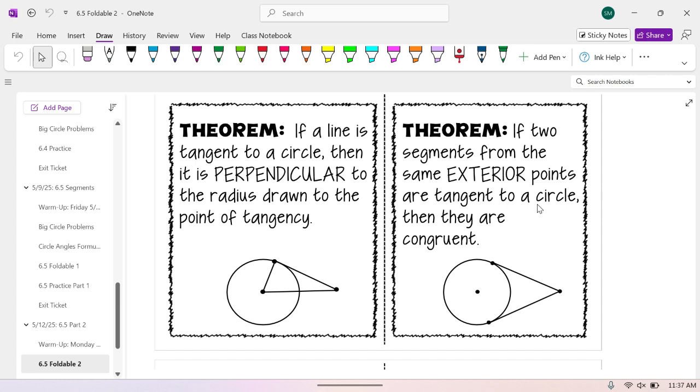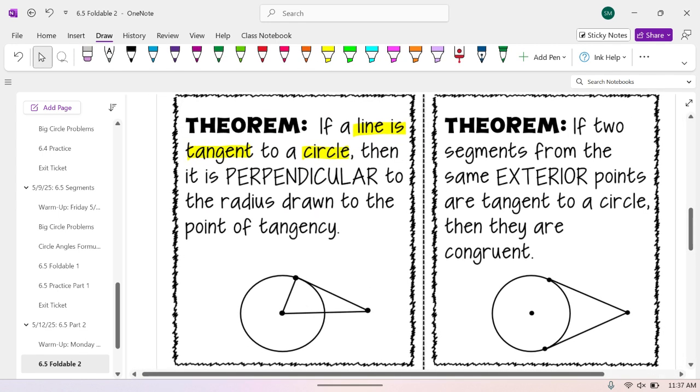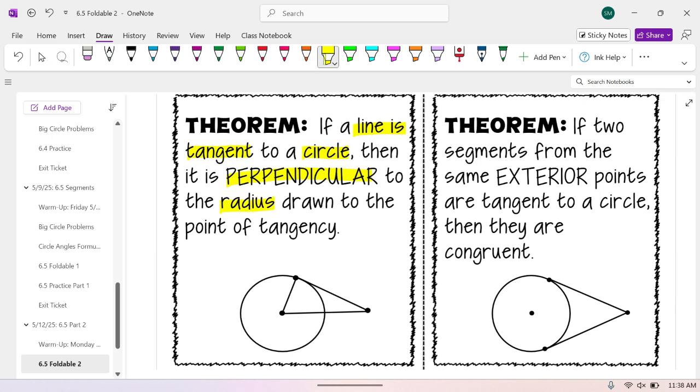All right. So with the next journal entry, 6.5, there's only two theorems for this one. All right. The first theorem is if a line is tangent to a circle, what does it mean for it to be tangent? What's a tangent line? It only hits the circle once, at one point. Then it is perpendicular to the radius drawn to the point of tangency.